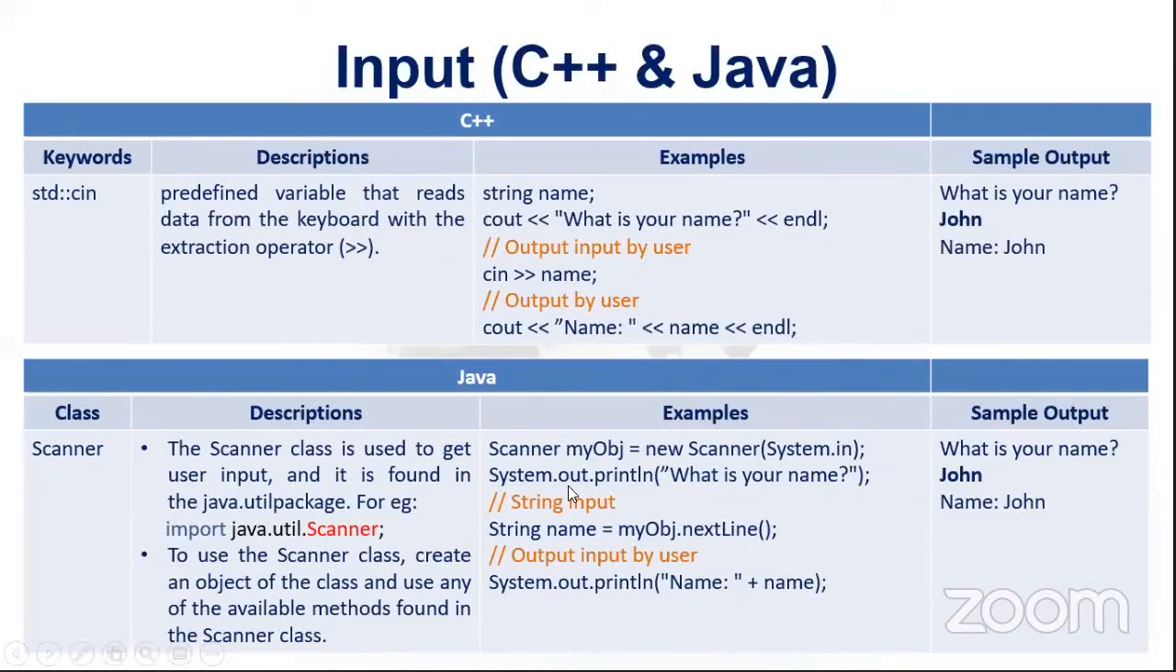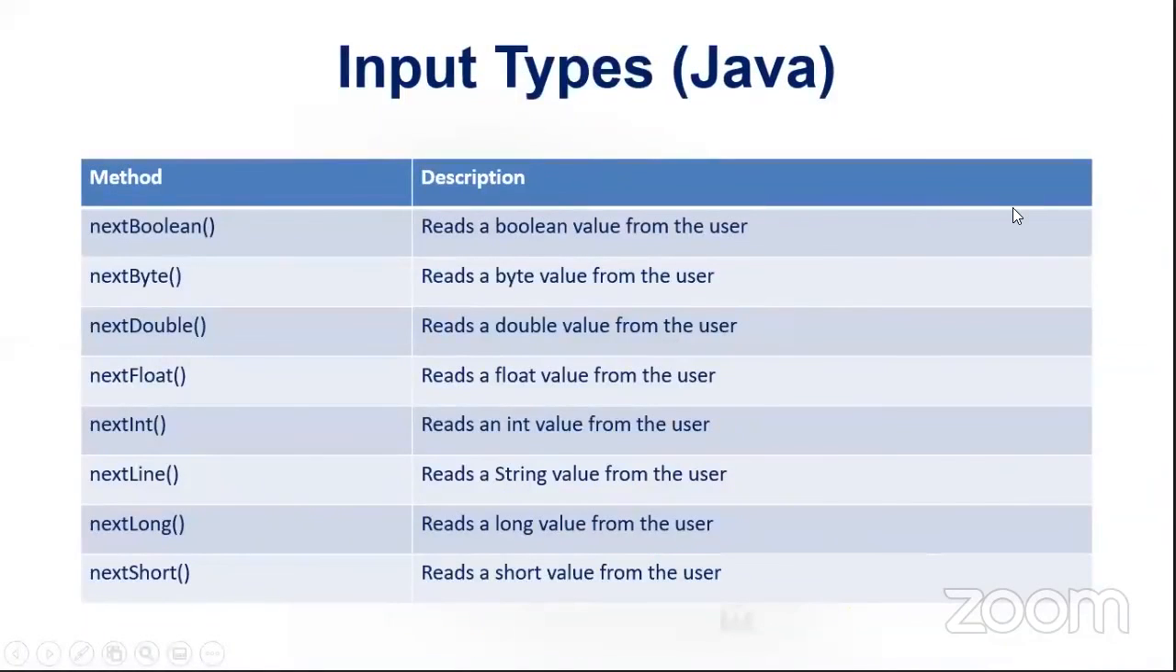As you can see in the example here, System.out.println will display the output, what is your name, and then using the Scanner object, it receives an input from the user. The user will enter the word John. John will then be assigned to the variable name. And then using System.out.println to display, name is John. Input types in Java include the various methods such as nextBoolean, nextByte, and so on.